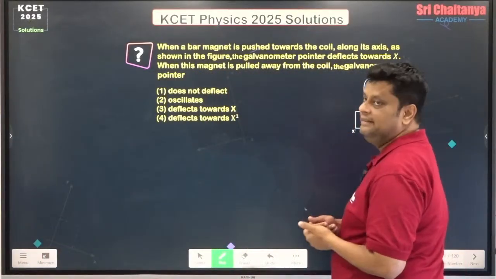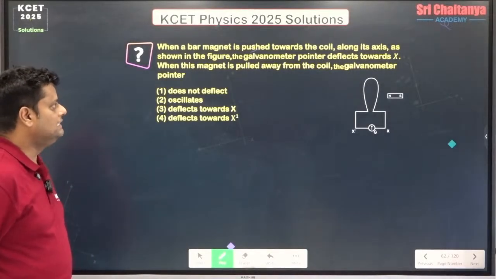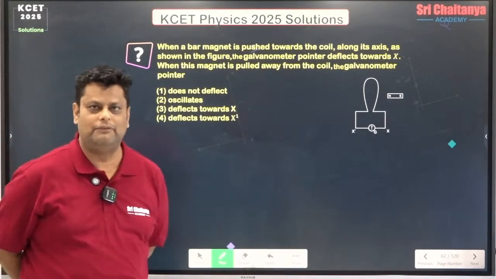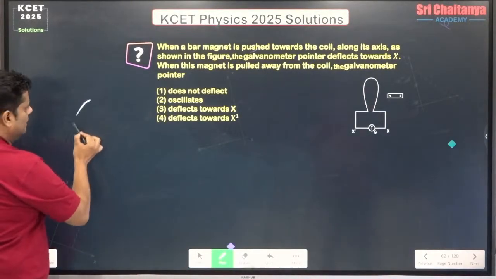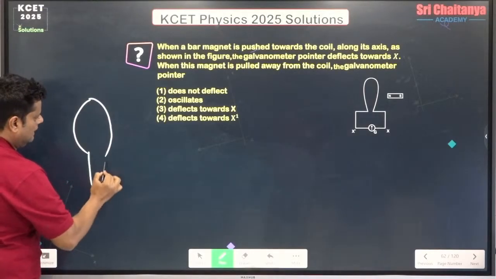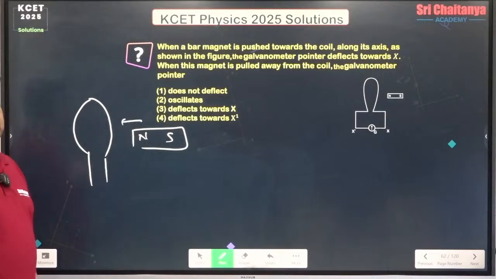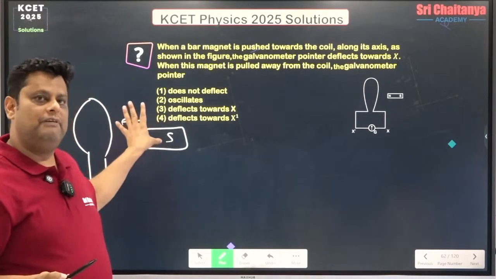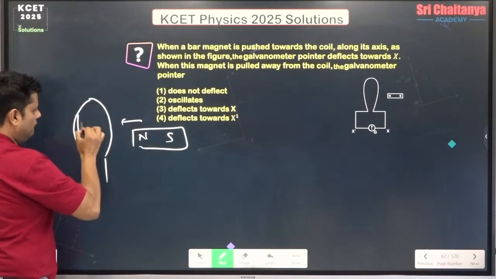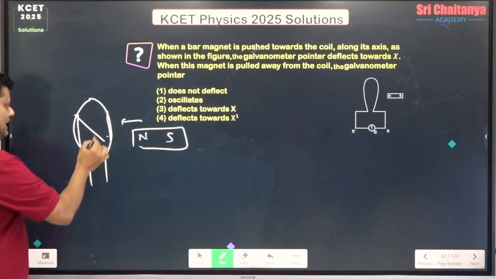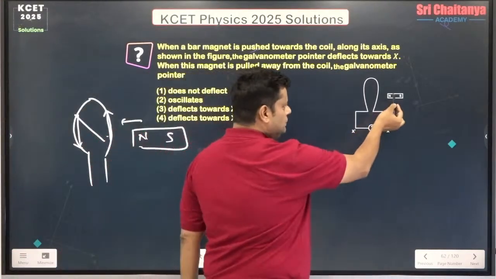This is the 31st question: when a bar magnet is pushed towards the coil along its axis, as shown in the figure. These types of questions are very common in NCERT. One thing you have to know: if we have a loop and you take this bar magnet towards it, then from Lenz's law we know that this loop will try to repel the incoming magnet. So it will act as a north pole also, and when it is a north pole, the current will be in the anti-clockwise direction. So it is a very easy question.